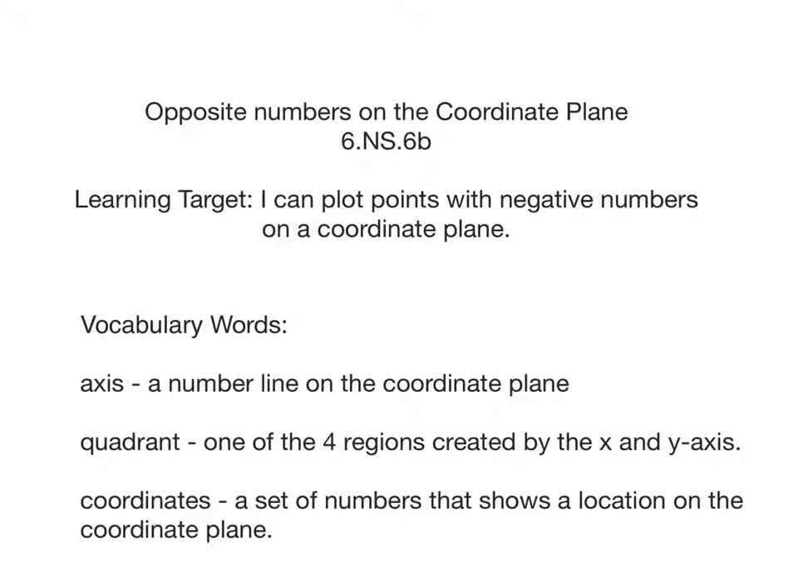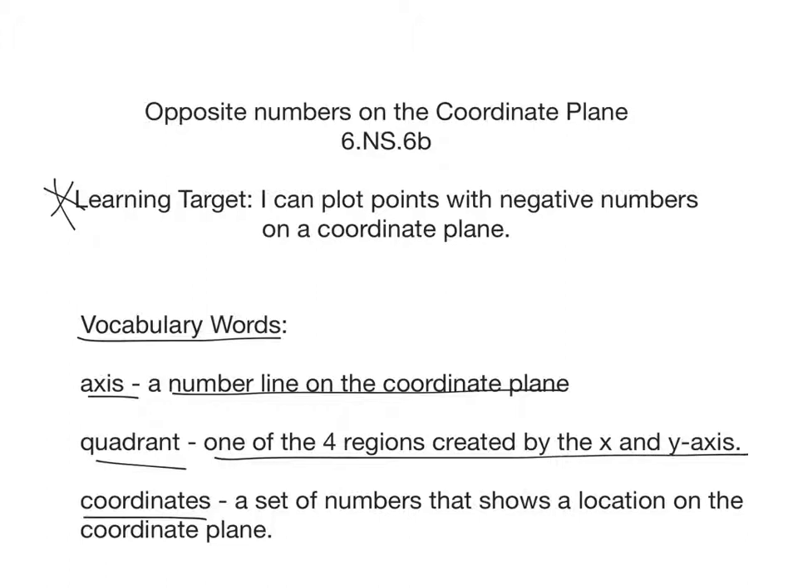Alright, today you're going to learn how to plot points with negative numbers on a coordinate plane. That's your learning target. And your vocabulary words are axis, quadrant, and coordinates. An axis is a number line on the coordinate plane. A quadrant is one of the four regions created by the x and y axis. And coordinates are a set of numbers that show a location on the coordinate plane.